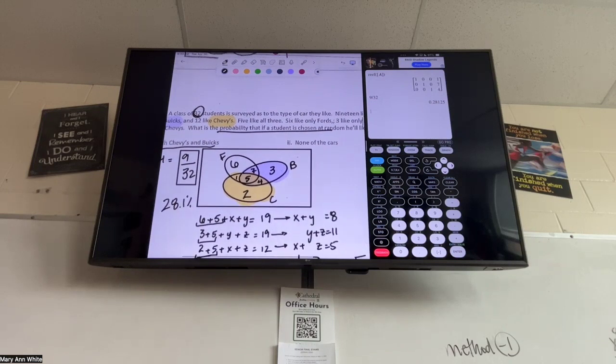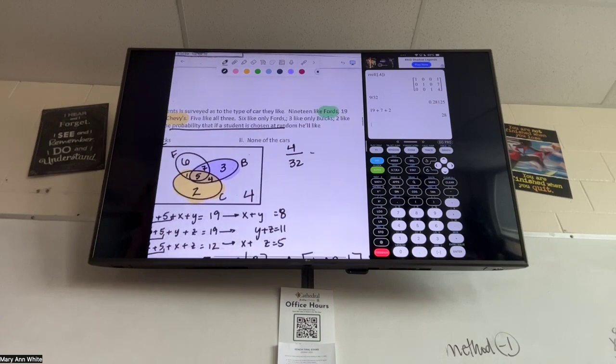The next one said, what's the probability that a student likes none of these cars? Oh, add them all up and minus from 32. So I see 6 plus 1 plus 5 plus 7 is 19. Plus 3 and 4 is 7, plus another 2 is 28. So how many kids have we not counted? 4. So how many kids like none of the cars? 4 out of, good. And you can leave it as 4 out of 32, you can break it down to 1/8, you can make it a decimal. 12.5%.